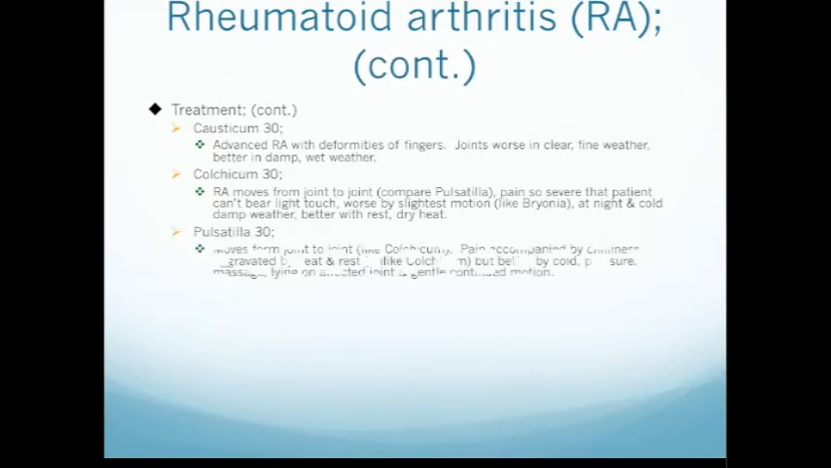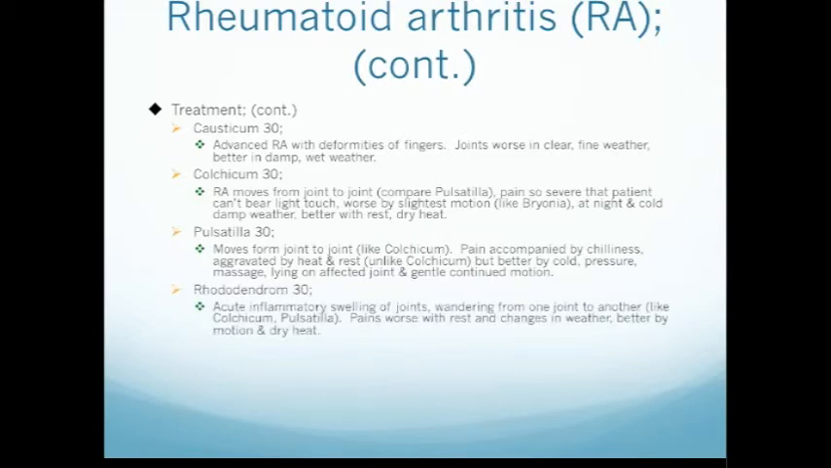Pulsatilia 30 is used to treat arthritis that moves from joint to joint, like colchicum. The pain may be accompanied by chilliness, aggravated by heat and rest, unlike colchicum, but better by cold, pressure, massage, lying on the affected joint, and by gentle continued motion.